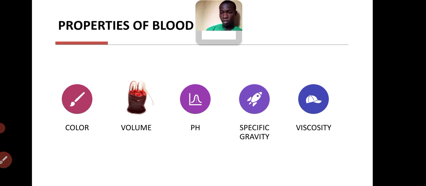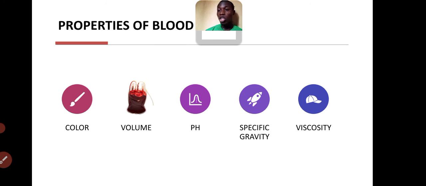Properties of blood. We are going to look at these main important properties of blood. What is blood made of? What are those things that blood is composed of? A property is what blood has a claim to. So blood has its own properties. And what are those properties that belong to the blood?